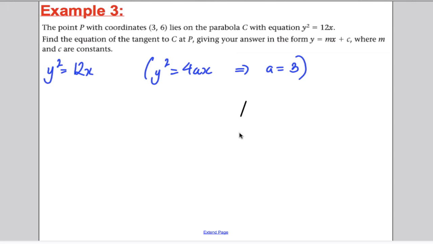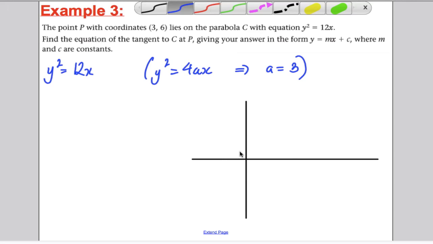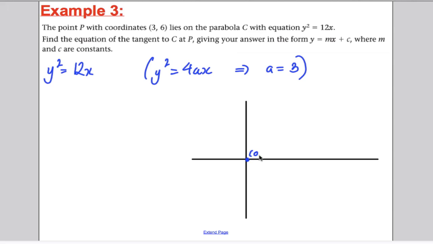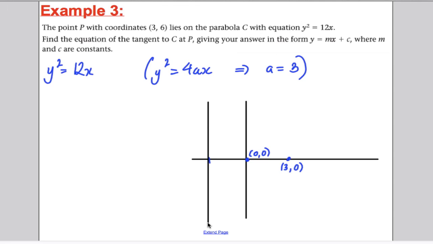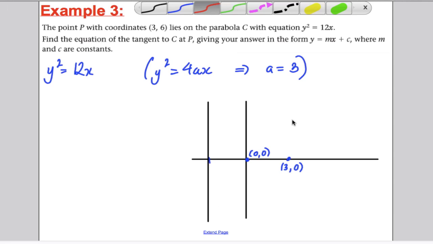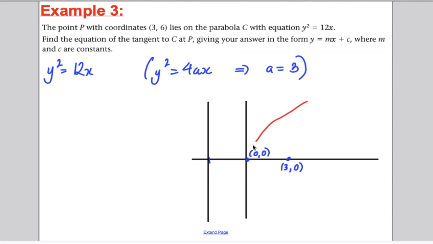Okay, I'm going to quickly draw that before I read the question too much. So this point here we know is 0, 0. We know a key point here will be 3, 0. And we know this line here, x is negative 3, will be a key line. It will be the directrix. So the curve looks something like this. Okay? Right, y squared is 12x.